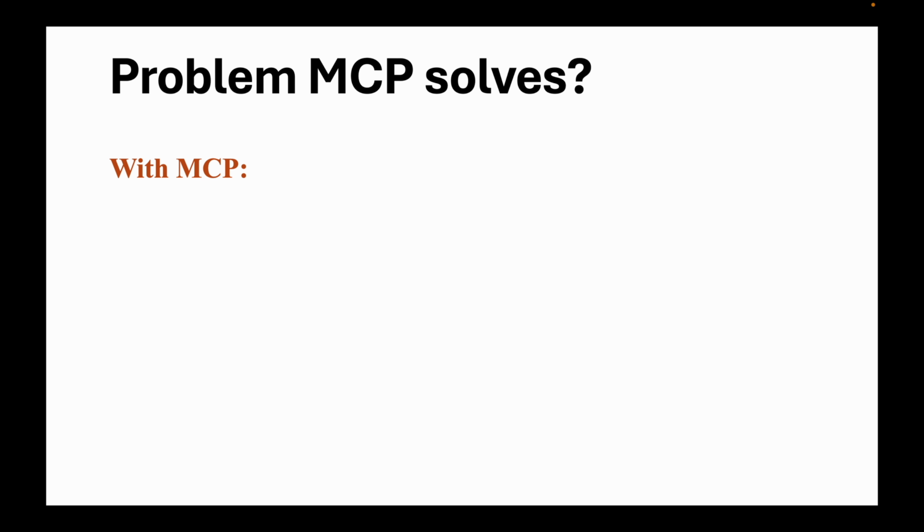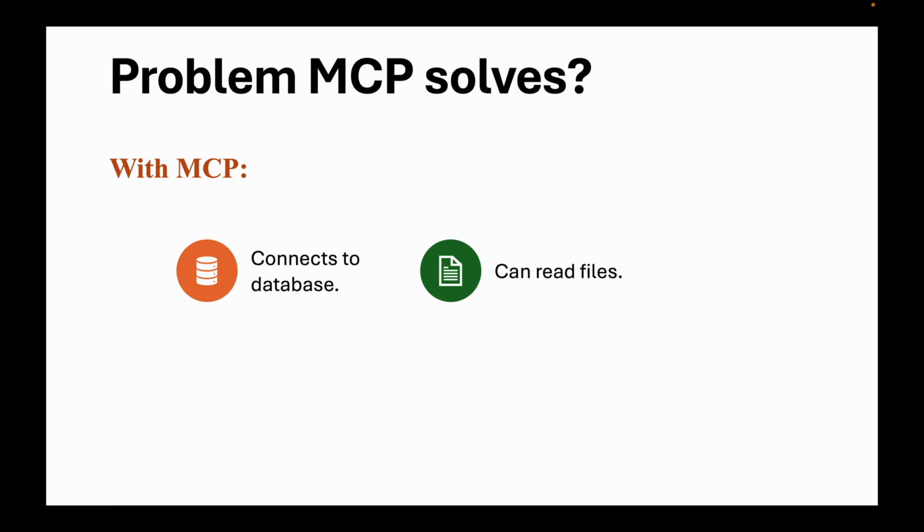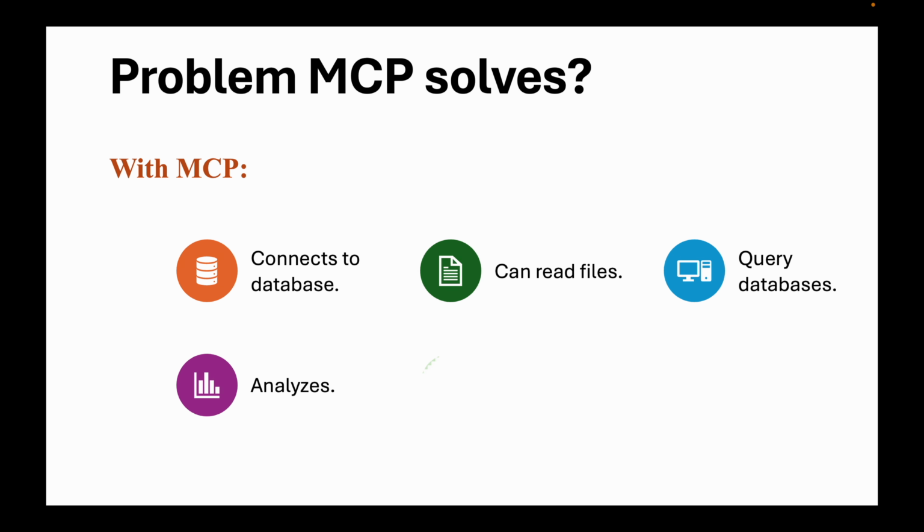But with the use of MCP, AI connects to our database. AI can read actual files. It can query databases and analyze them. And it can also call APIs. So MCP solved these problems and transformed passive AI into an active AI model. For example, agents can get access to our personal calendars and can act as personal AI assistants.